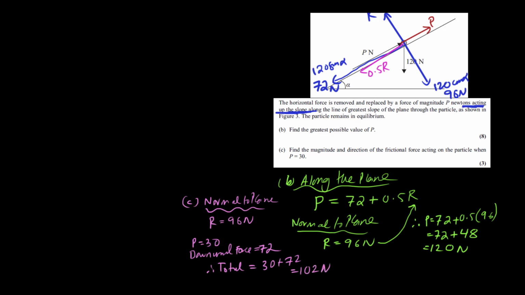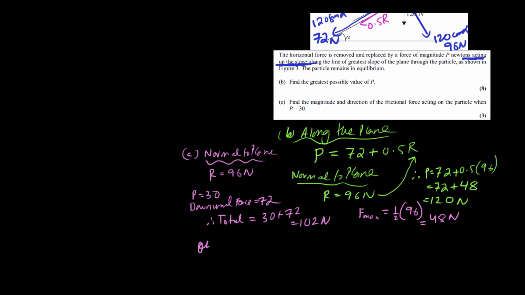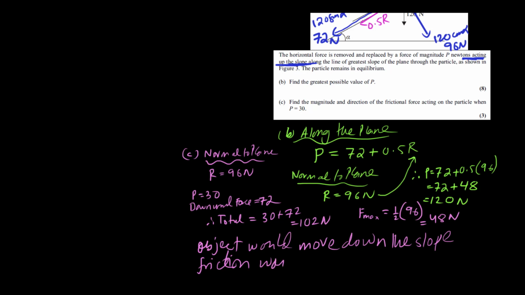Now let's check what friction is going to be, maximum friction. So maximum friction is mu R. So mu is half and this is 96. So 96 into half is 48 Newton. So this is maximum friction. So the object would move downwards, or down the slope. Friction would be up the slope.